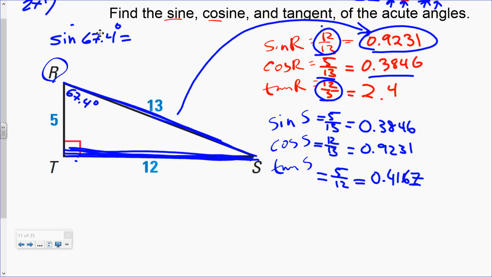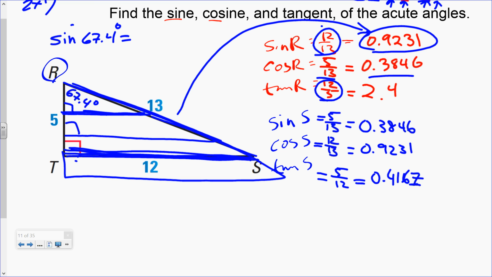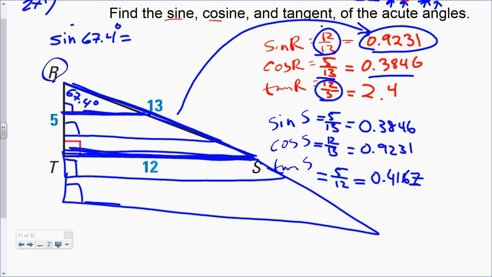In other words, no matter how, if I make this triangle smaller, 90 degrees, notice how this angle stays the same. If I make it even smaller, this angle is still 67.4 degrees. The ratio of the opposite to the hypotenuse, no matter how small or big, will always be that same ratio, 0.92. Even if I make the triangle bigger, 90 degrees, this side opposite to the hypotenuse will always be 0.9231.